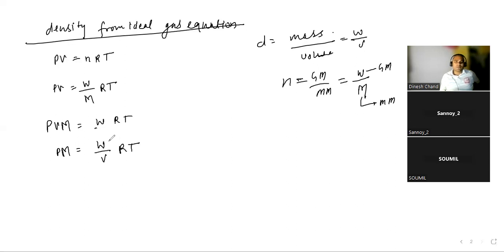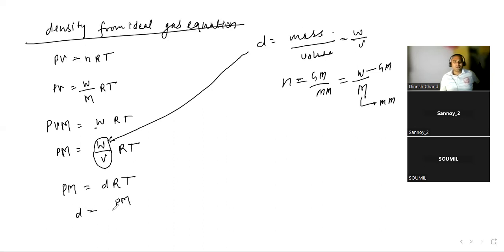What is W by V? That is density. So PM is equal to DRT. So D is equal to PM by RT.